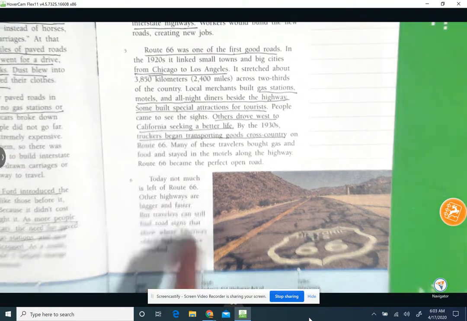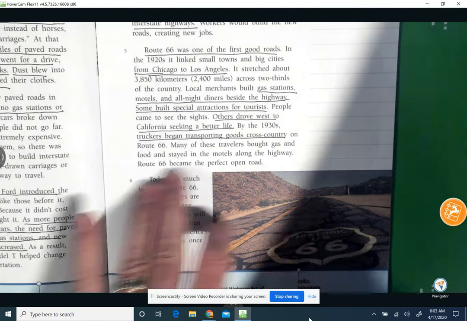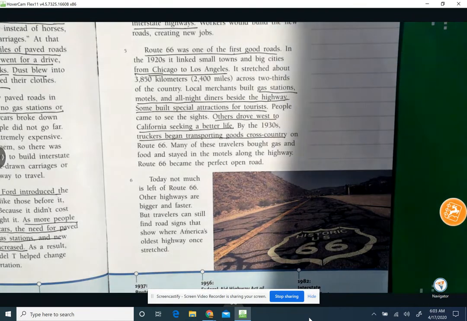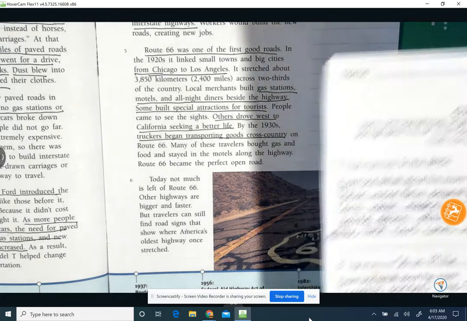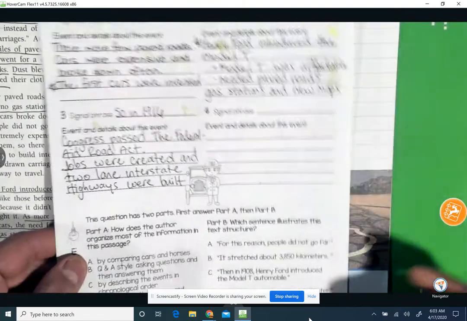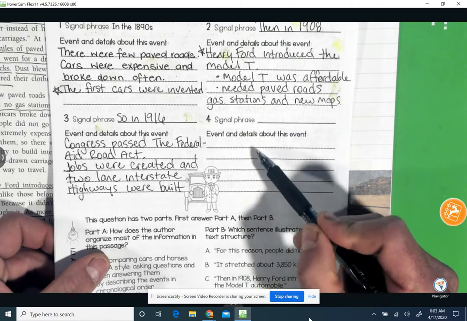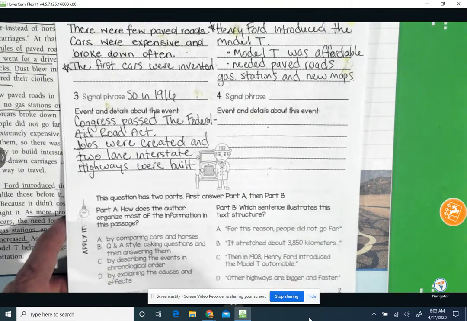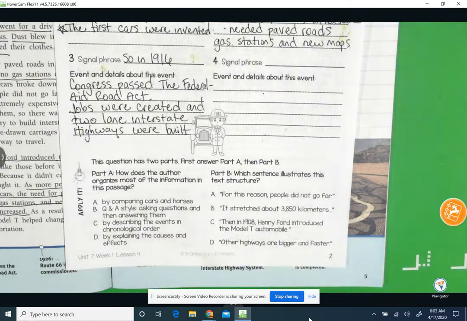Paragraph 6 is great. There is a time order phrase in there, a signal phrase in there, but it does not contain a year. So it breaks away from the mold of paragraph 1, 3, and 4. I'm going to give you an option of paragraph 5 or 6 to create or locate your signal phrase, find the event and the details that surrounded it. Okay, and then also you have your part A and part B questions.